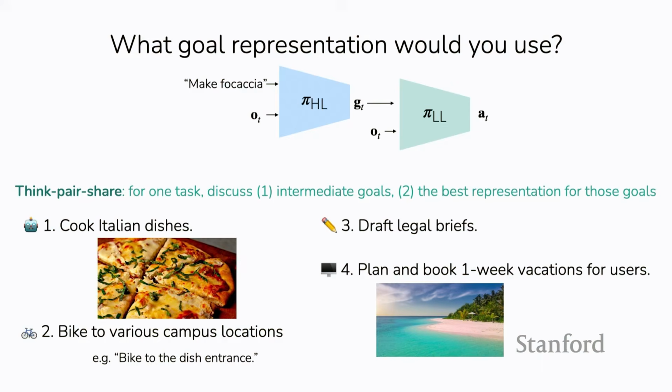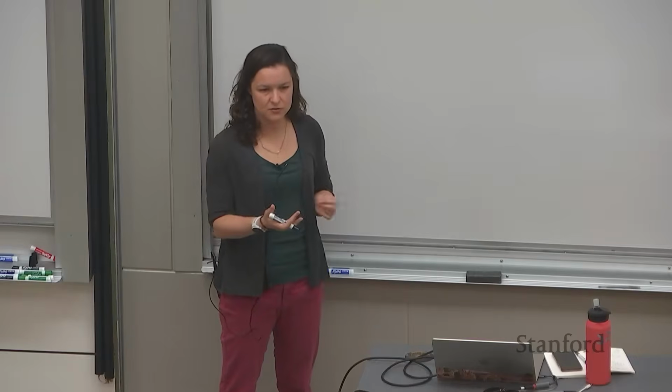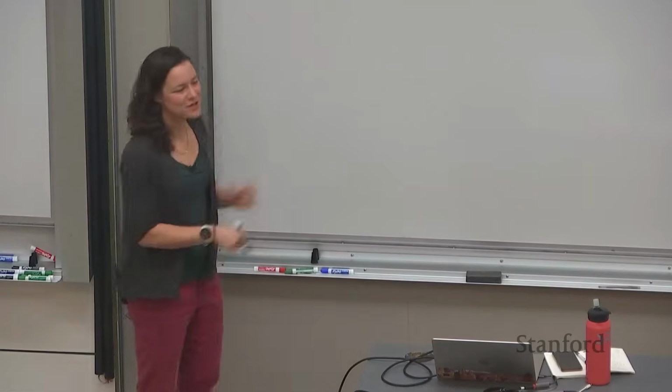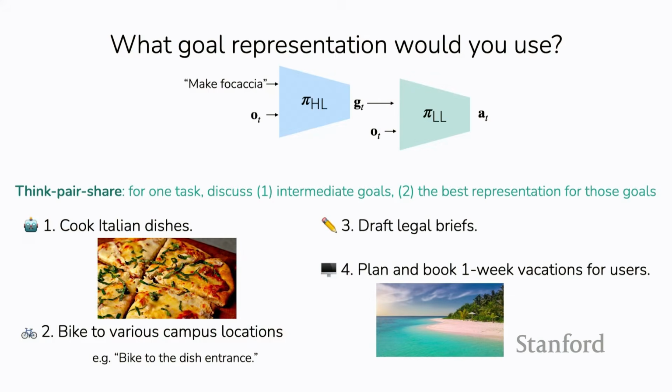Did anyone pick 1 or 3? Okay, so the intermediate goals are things like opening the cabinet, beating the eggs, and then, sorry, the representation for those goals? Okay, didn't quite get to that. But a few things that you could do for the representation is it could just be natural language. So it could be literally the string "beat the eggs" or "open the cabinet." If, for example, you're cooking something where you want it to look a particular way, you could even have an image as an intermediate goal representation, saying I want the bread to look like this, that sort of thing. So you could imagine multimodal goal representations as well.